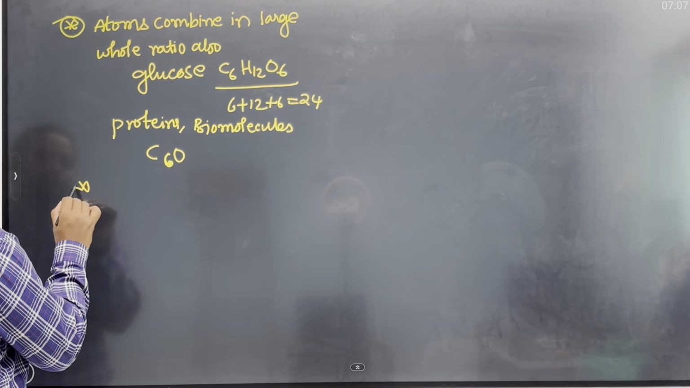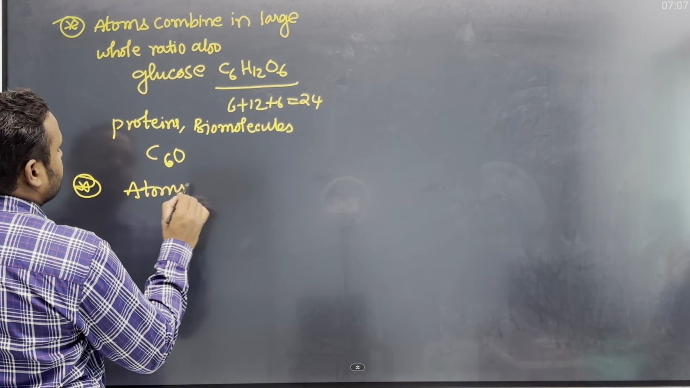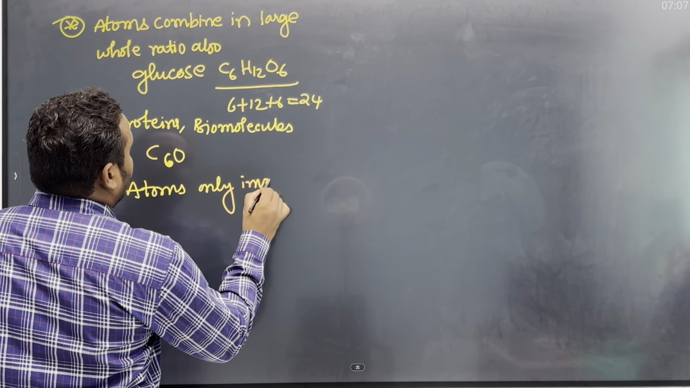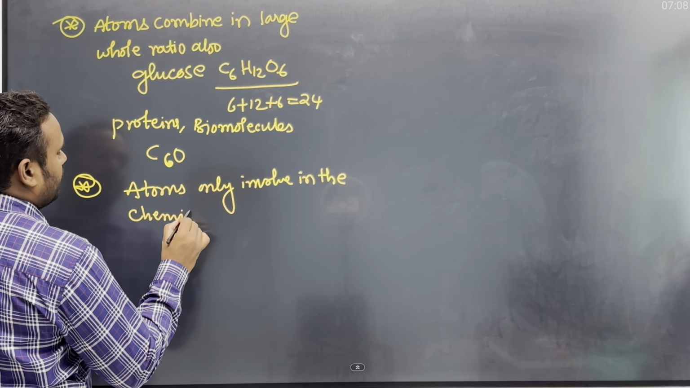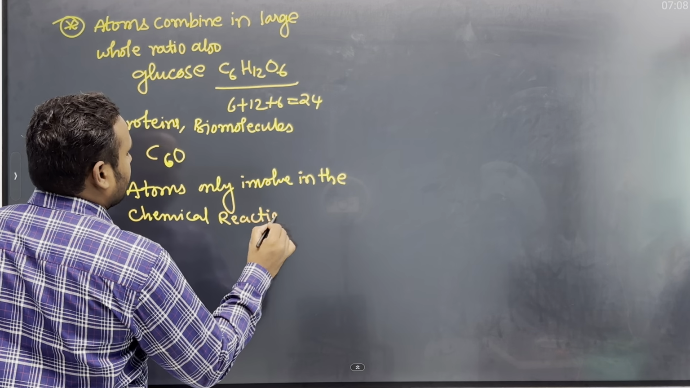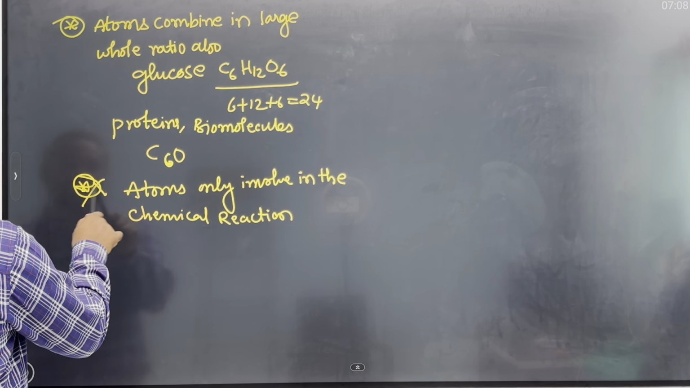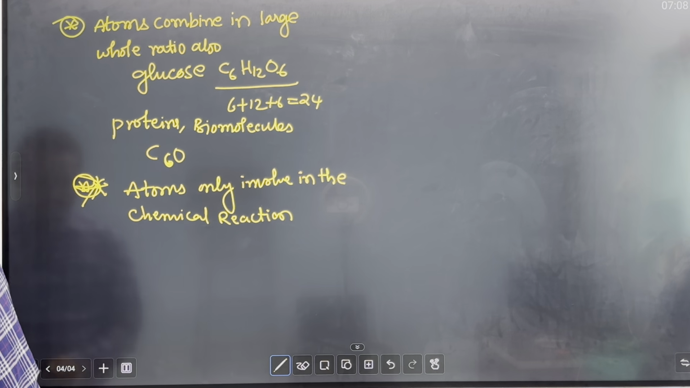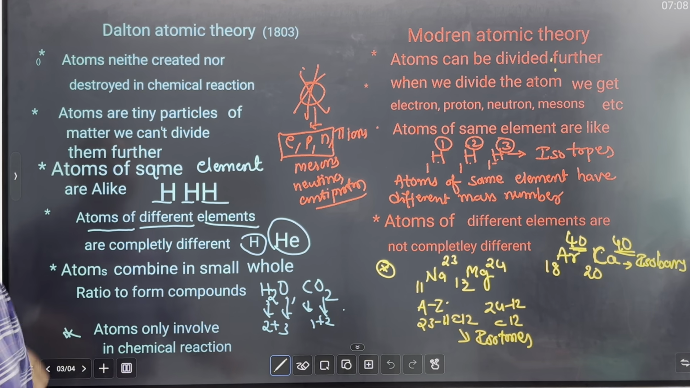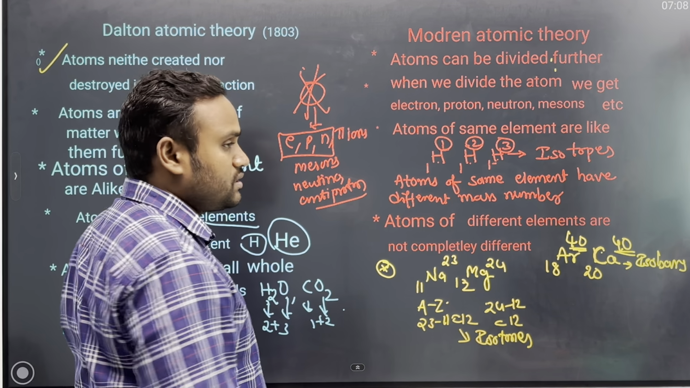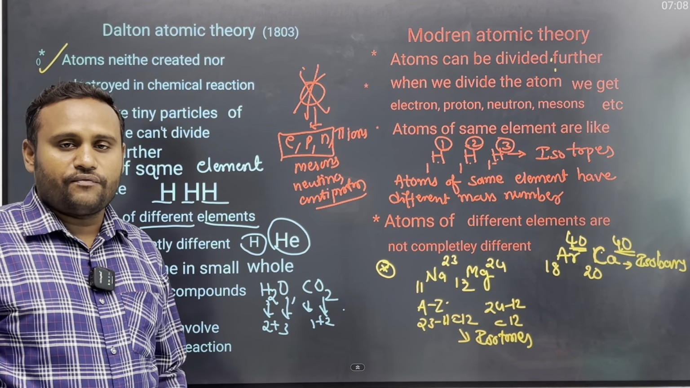Next, atoms are only involved in chemical reactions. So this is about John Dalton's theory and modern atomic theory. Except for this last point and the first point, all the remaining ones are contradicted in modern theory. Atoms are neither created nor destroyed in a chemical reaction. This is true according to Dalton's theory, and modern theory also says atoms cannot be created or destroyed. Dalton's theory explains the law of conservation of mass and the laws of combination very successfully.